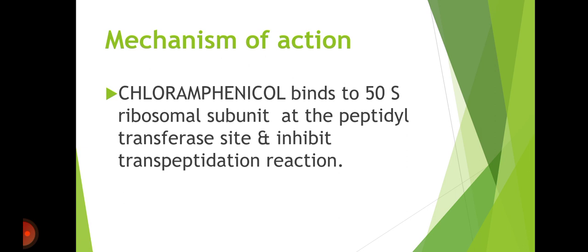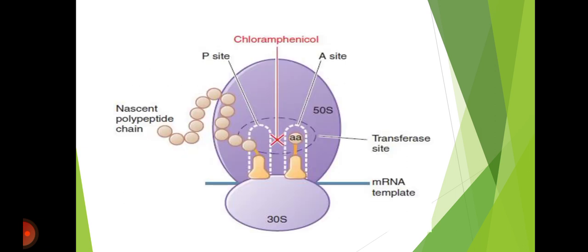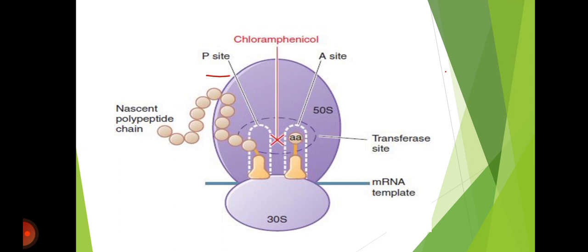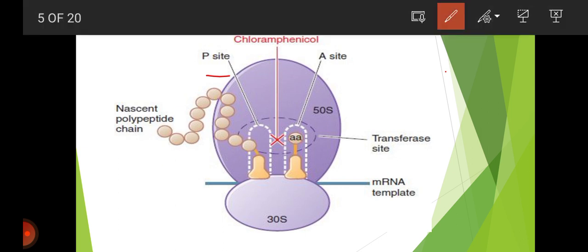Okay, let's discuss the mechanism of action. Chloramphenicol binds to the 50S ribosomal subunit at the peptidyl transferase site and inhibits the transpeptidation reaction. Please listen carefully. Chloramphenicol binds to the P site, that is the peptidyl transferase site, and inhibits the transpeptidation reaction, that is peptide chain elongation at the 50S ribosome. In the case of tetracycline, which is also a broad spectrum antibiotic, it binds to the A site of the 30S ribosome and inhibits peptide chain elongation, inhibiting protein synthesis, with a bacteriostatic effect.